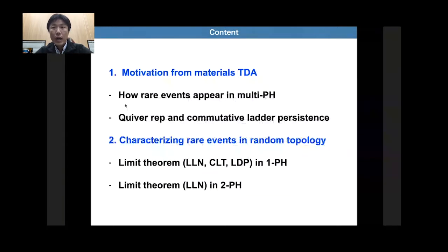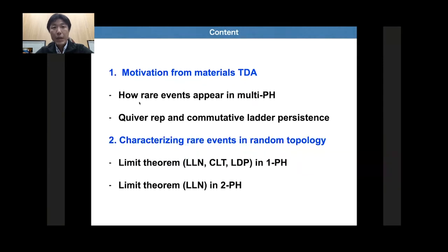Here, I will show how rare events appear in multi-parameter persistent homology in materials TDA. And for this exposition, I need several mathematical formulations using quiver representation. So I will also give a brief review of some of the basics about quiver representations and, in particular, commutative ladder persistence in this part. So in section one, I'd like to make clear the motivation of my mathematical work.